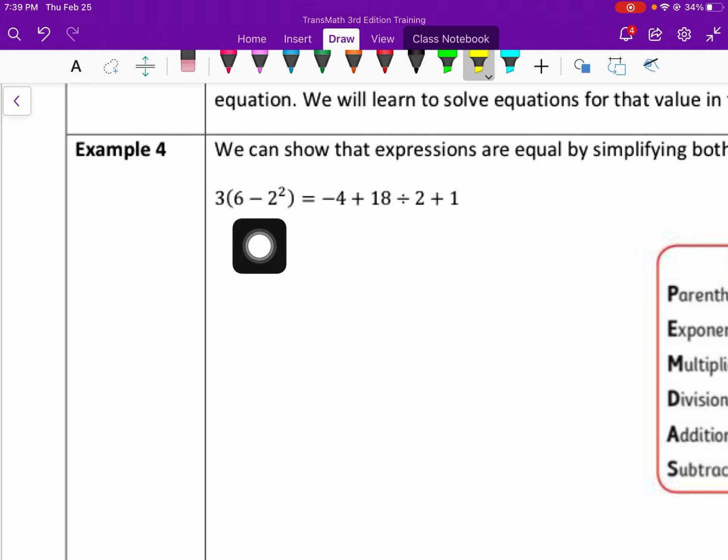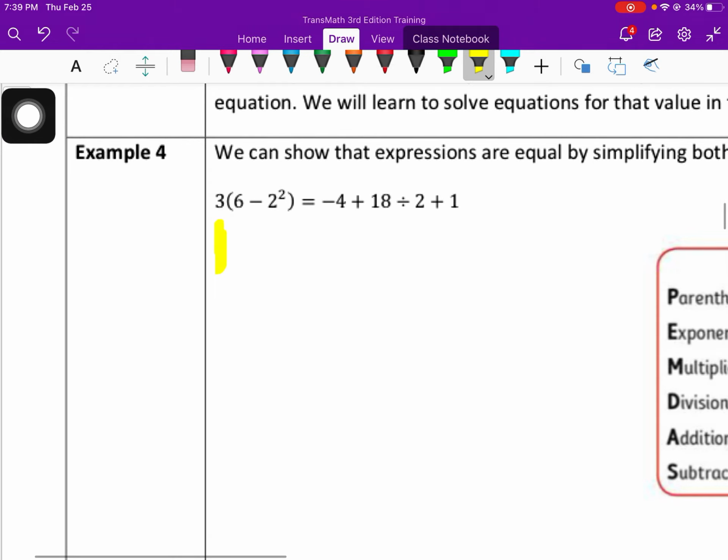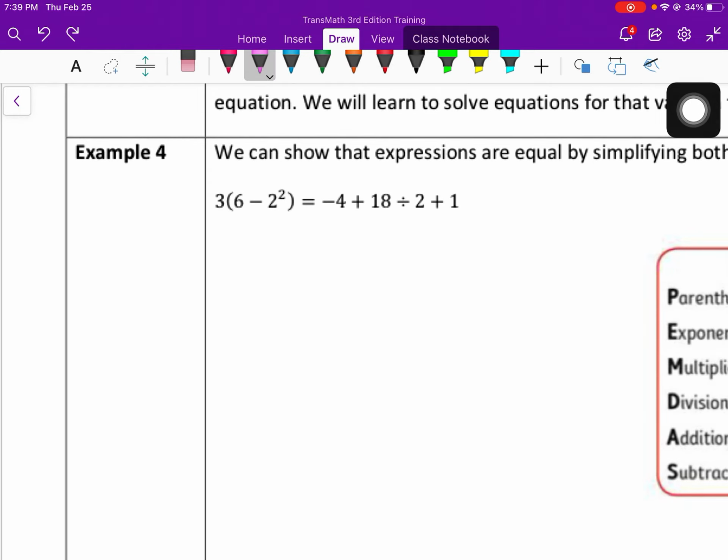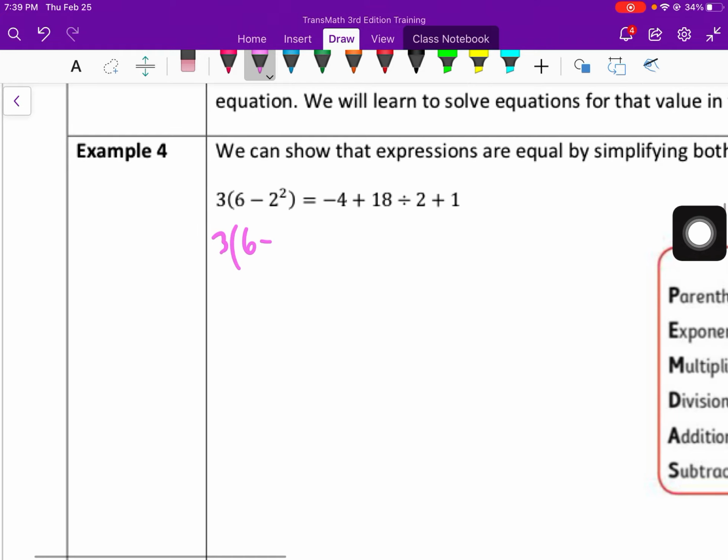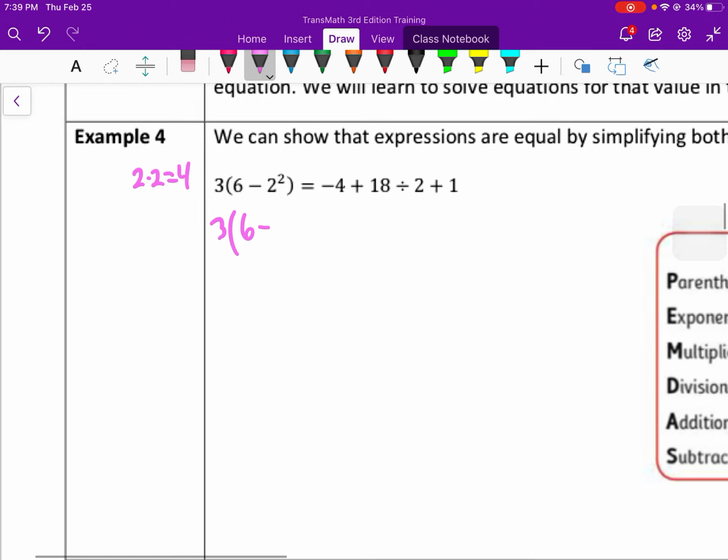So the first step of PEMDAS will be parentheses. So we'll want to simplify inside the parentheses first. So 3 times 6 minus 2 squared is inside the parentheses, so we must do that. 2 squared is the same as 2 times 2, which is 4.